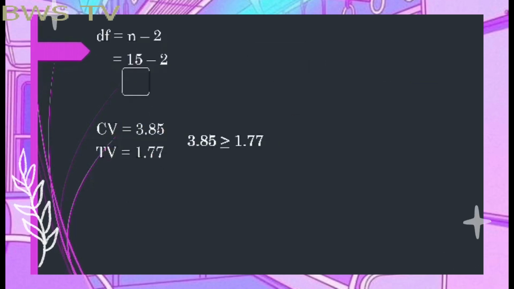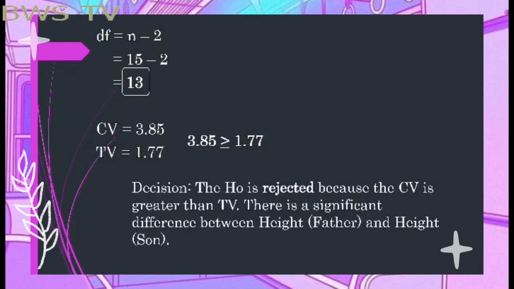Again, we solve for df, which is n minus 2. Our n here is 15. We subtract 2 to get 13. 13 is our df. We use this number to find our tabulated value, or TV. Now, CV is greater than TV, so the H0 is rejected. There is a significant difference between the height of the father and the height of the son.